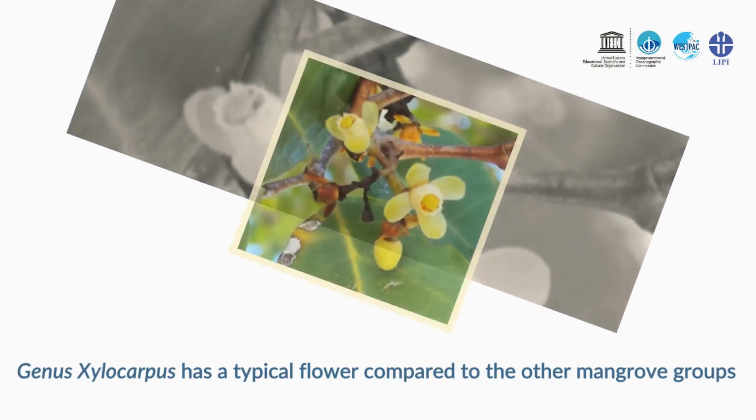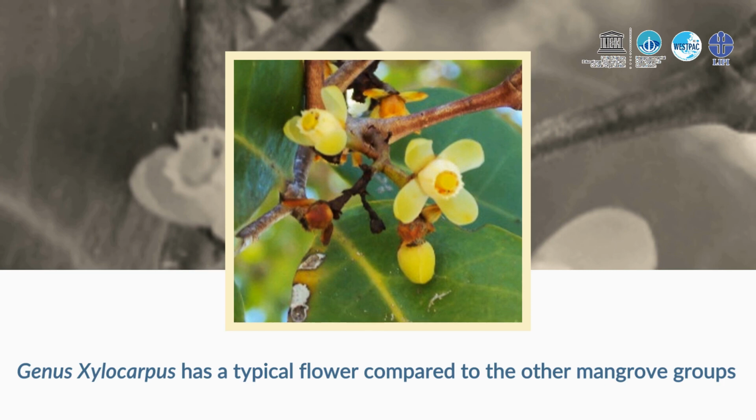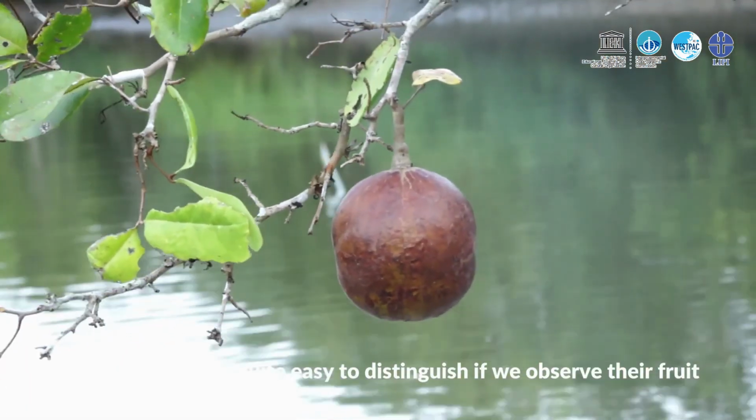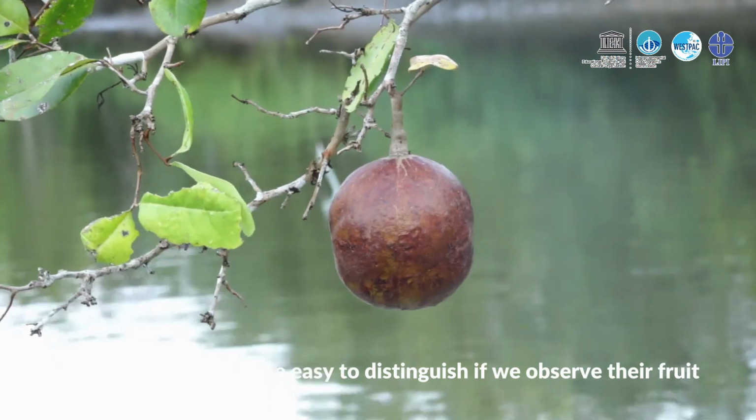Genus Xylocarpus has a typical flower compared to the other mangrove groups. The flower morphology of Xylocarpus granatum and Xylocarpus moluccensis are not so easy to distinguish. However, they are quite easy to distinguish if we observe their fruit.